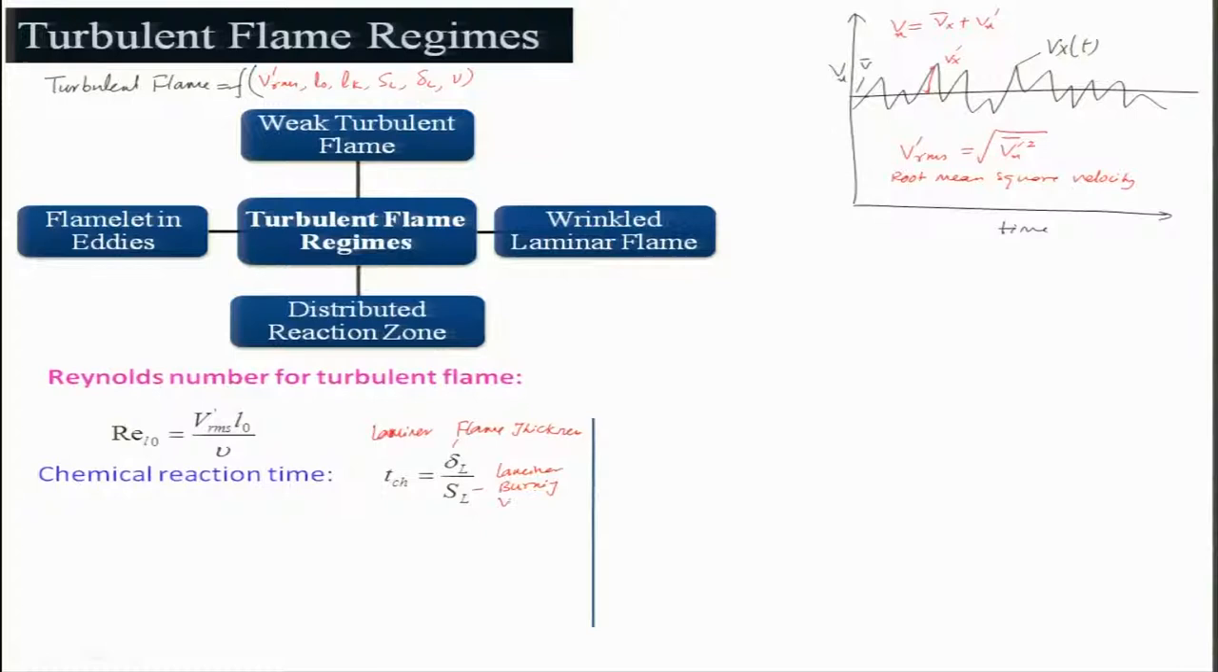We will also define another time scale, that is the turbulence mixing time. Tm is equal to L naught divided by V dash RMS, the RMS velocity, the fluctuating velocities. That will tell us how much time the eddies will take to get mixed.